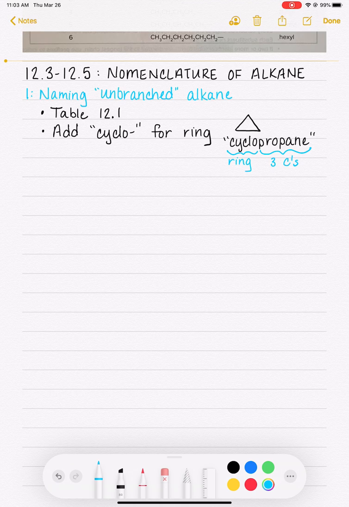The second thing that we're going to work on is naming branched alkanes. Remember yesterday I defined what it means to be a branched alkane. So this is going to be a molecule that has a chain of carbon atoms, and there is at least one carbon atom hanging off of that chain. So we're going to go through the steps. I'm going to give you a series of steps that you need to take if you want to name a branched alkane. The first thing that you have to do is find what we call the parent chain.